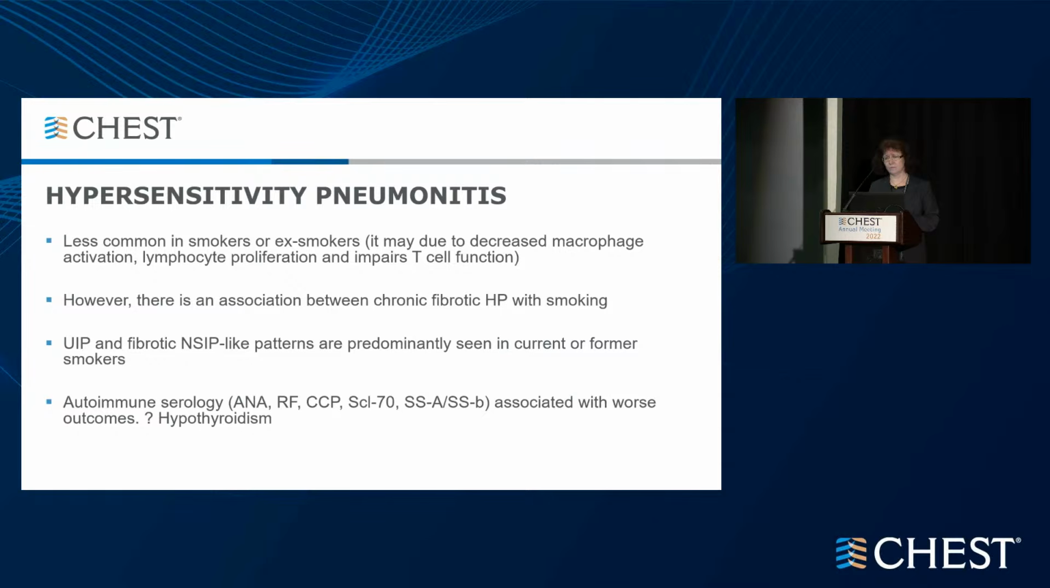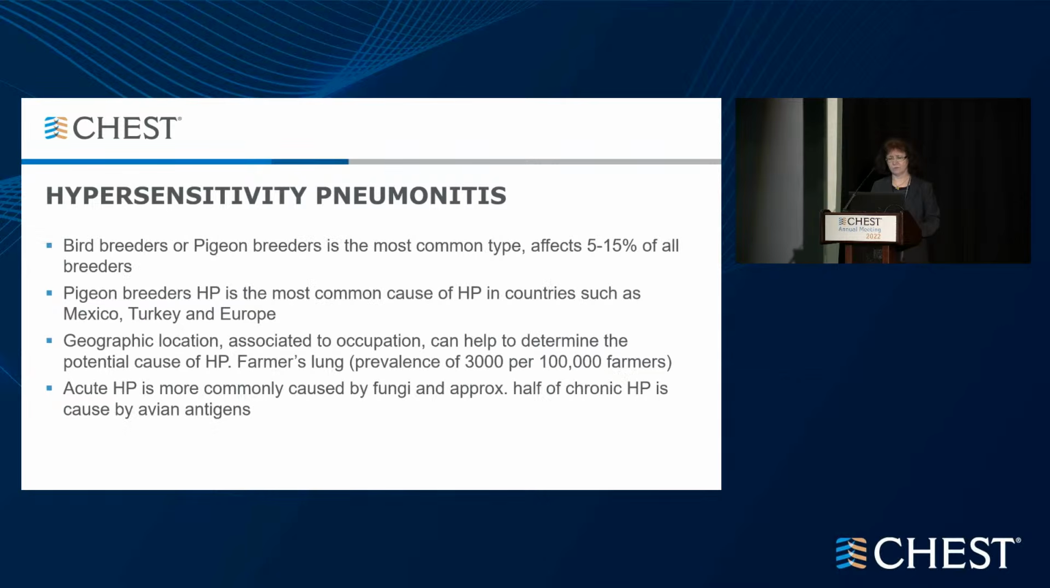It's less common in smokers or ex-smokers, as has always been described, probably because of the decrease of the inflammatory response. However, in patients that develop chronic fibrotic HP, it's usually more common in smokers. There has been association with hypothyroidism, but nobody knows why. And anybody who has autoimmune serology obviously does worse.